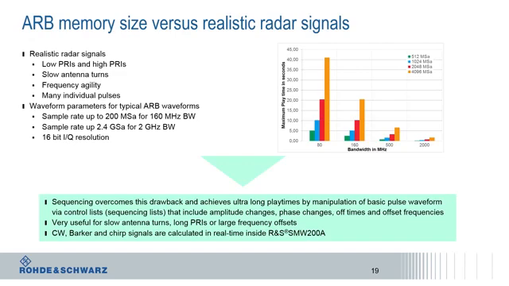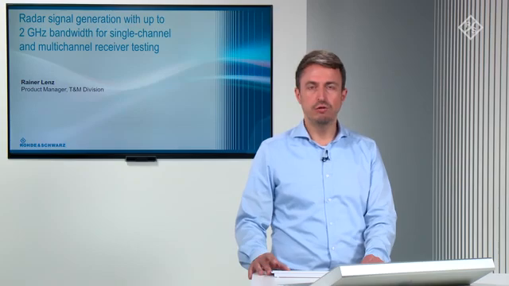This is very useful to produce signals with slow antenna turns, long PRIs, and large frequency offsets, because you can save ARP memory size with this principle. CW signals, Barker codes, and chirp signals can be calculated in real time with this sequencing tool from Rohde & Schwarz. In the next example, I will show you how this looks.